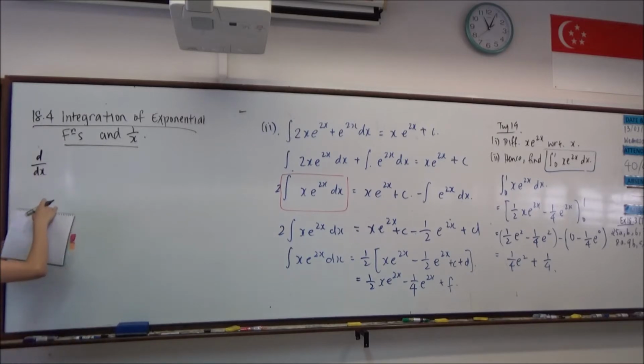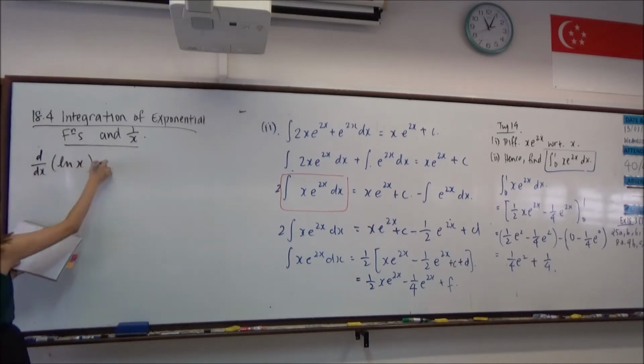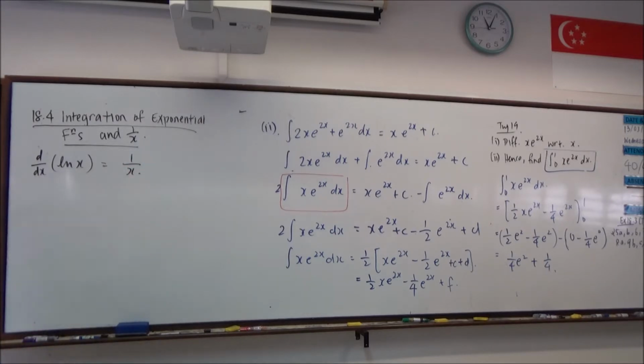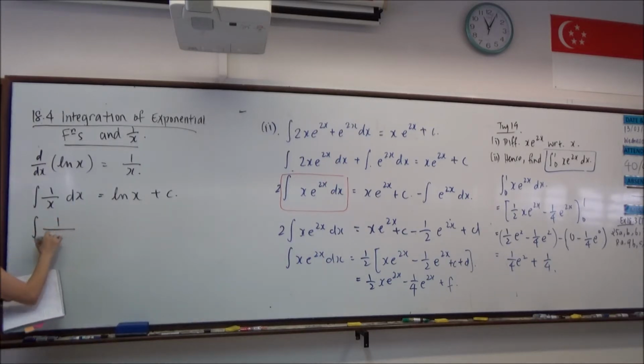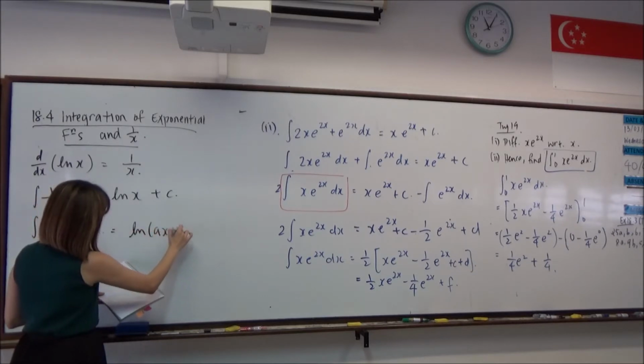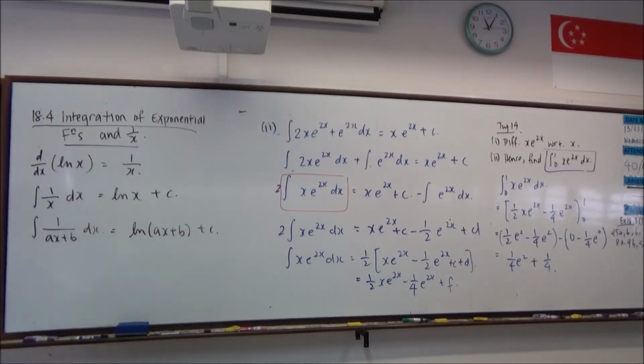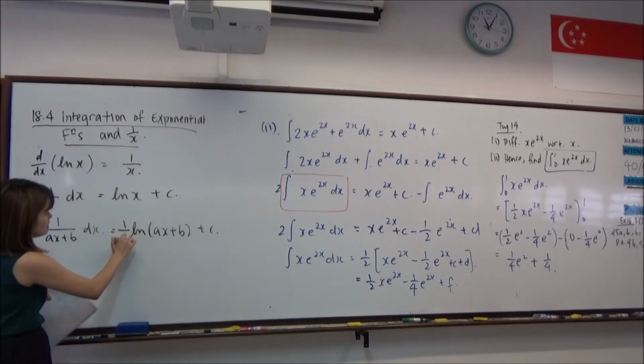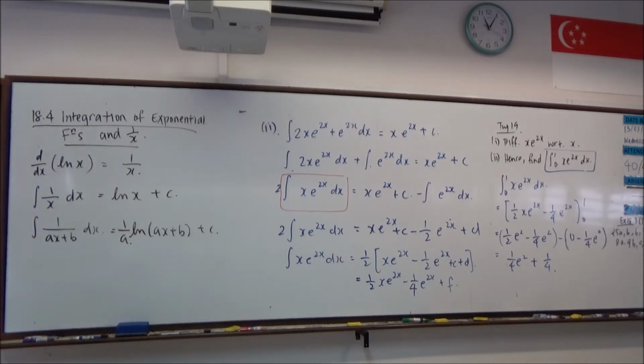So when we differentiate ln x, we get 1 over x. Therefore, when we integrate 1 over x, or rather x to the power of -1, we expect to get back a logarithm, ln x plus c. Likewise, if you're looking at integration of 1 over ax plus b, we will be getting ln ax plus b, but not forgetting that we need to divide by the coefficient of x.